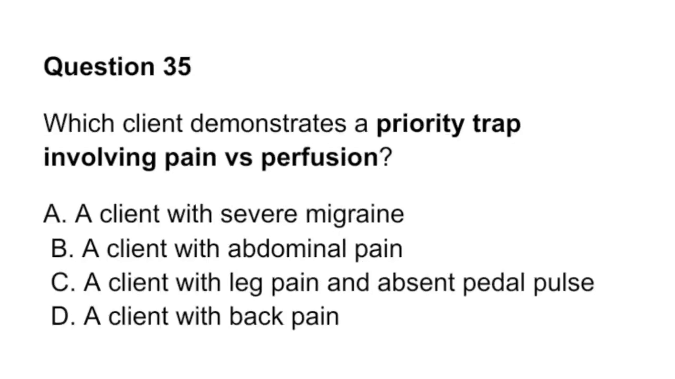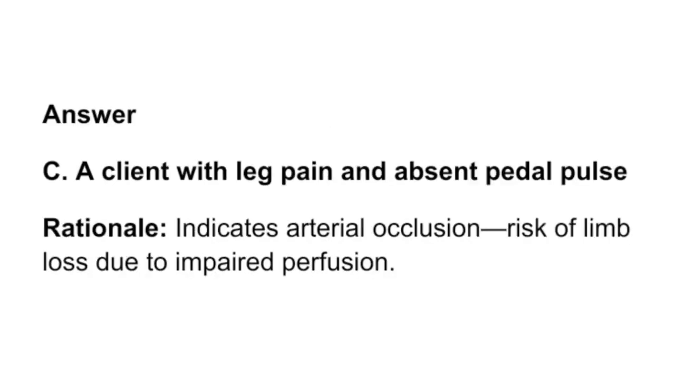Question 35. Which client demonstrates a priority trap involving pain versus perfusion? A. A client with severe migraine. B. A client with abdominal pain. C. A client with leg pain and absent pedal pulse. D. A client with back pain. Answer. C. A client with leg pain and absent pedal pulse. Rationale. Indicates arterial occlusion, risk of limb loss due to impaired perfusion.